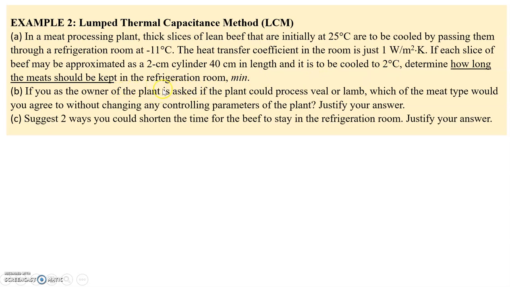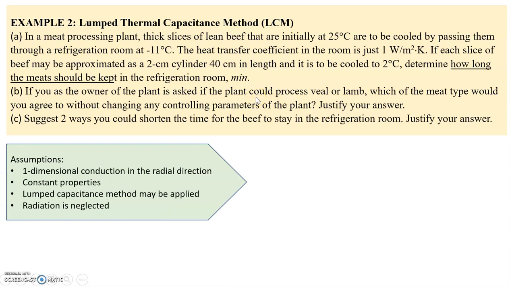If you, as the owner of the plant, is asked if the plant could process veal or lamb, which of the meat type would you agree to without changing any controlling parameters of the plant? Justify your answer. That means, instead of beef, you want to process veal or lamb. So, which one? Suggest 2 ways you could shorten the time for the beef to stay in the refrigeration room. Justify your answer.